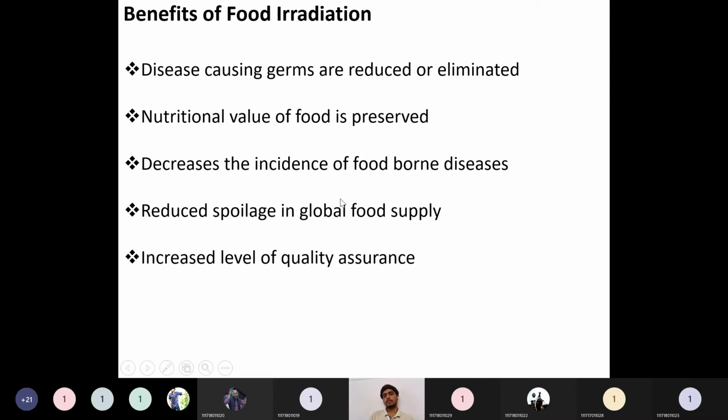Due to spoilage of food, around 30 to 40% of the food is wasted throughout the world. 30 to 40% food means it adds up to much of the GDP. It is crores and crores of rupees worth of food. So we can lower the spoilage of food at the global level also. Then increased level of quality assurance. We can assure the quality. FSSAI itself is certifying that the food is safe for consumption. So that's the benefit of the food irradiation process.